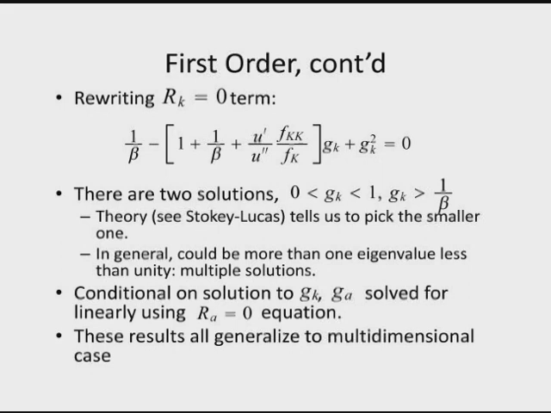That's the kind of standard second order polynomial that you look at when you look at the Euler equation associated with a neoclassical growth model.